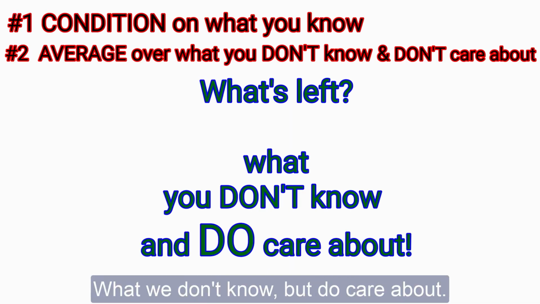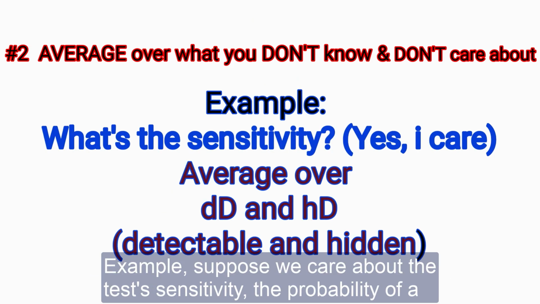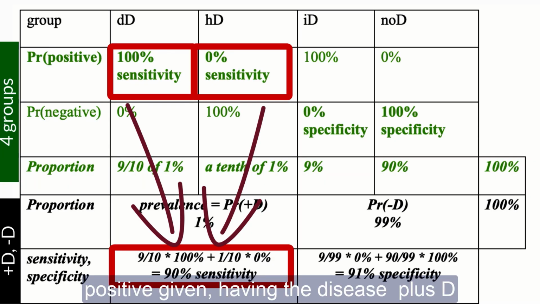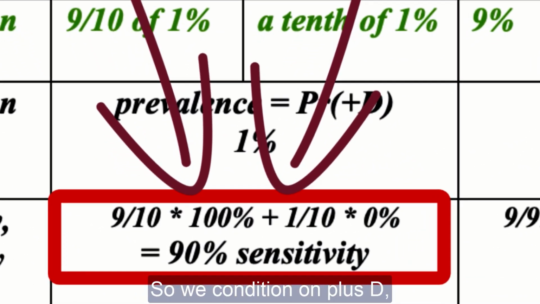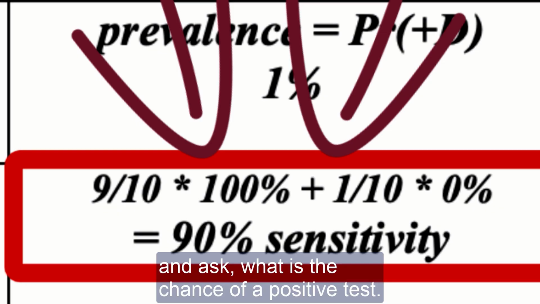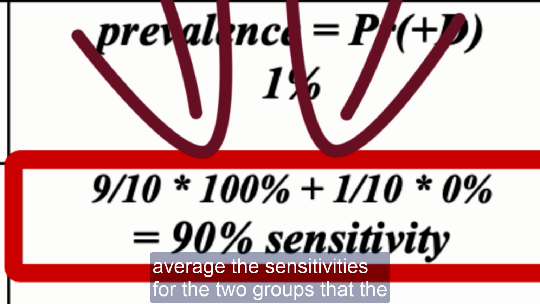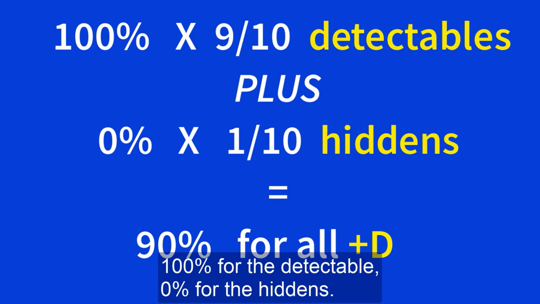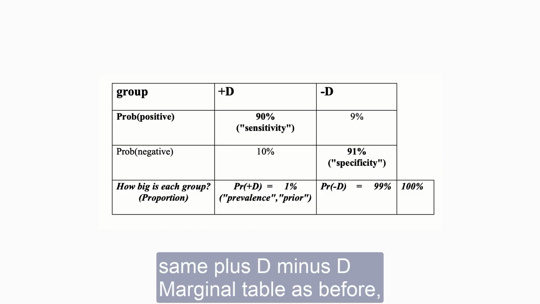What's left? What we don't know but do care about. Example, suppose we care about the test's sensitivity, the probability of a positive given having the disease, plus D. We imagine, speculate that the next patient is a plus D person. So we condition on plus D and ask what is the chance of a positive test. So we average the sensitivities for the 2 groups that the plus Ds are made up out of. 100% for the detectables, 0% for the hiddens. The average is weighted by their probabilities. That's why it's the same plus D minus D marginal table as before.